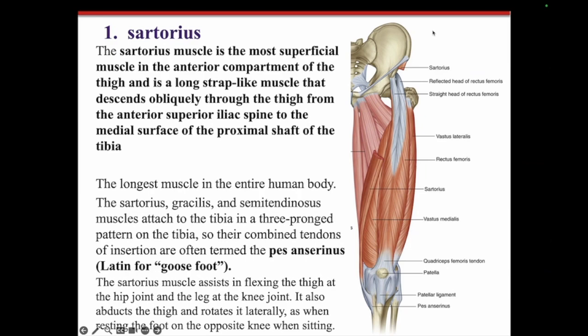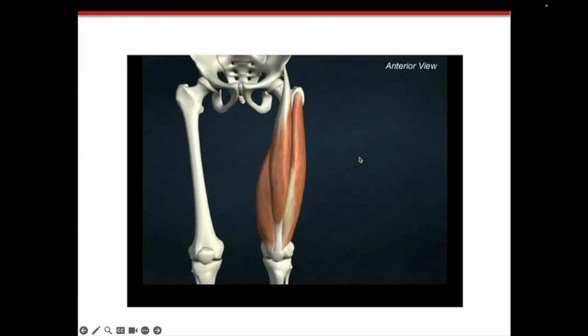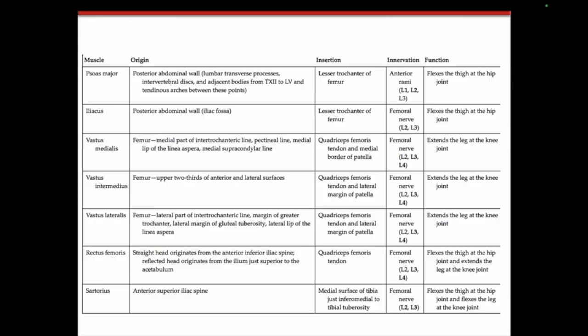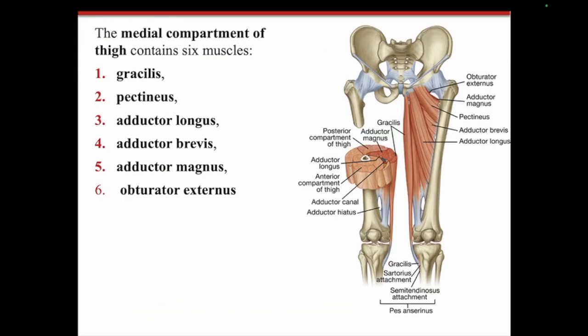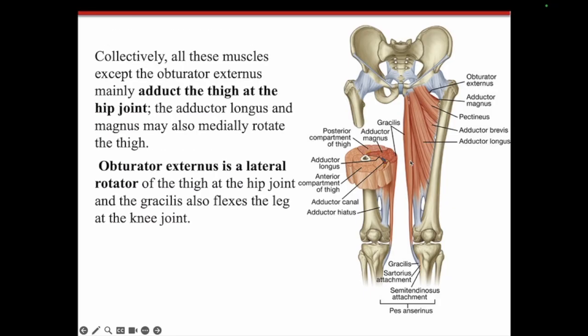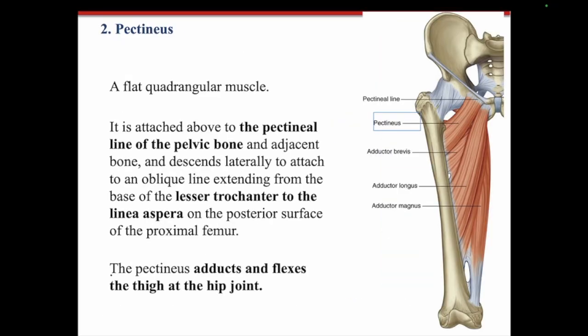So you see the sartorius here. So here it was cut and goes like this. This one is the gracilis. If you cut the gracilis, you find, now you're seeing more to the lateral side.